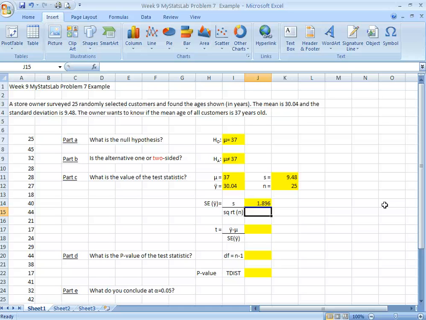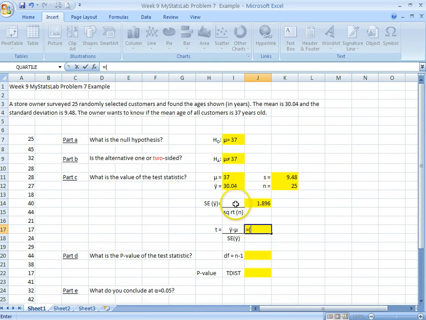1.896. Now this makes it a little bit easier to go ahead and find the formula for our t statistic right here. So now we can simply go equals, and we'll put the top part in parentheses, y bar minus our hypothesized mean there in parentheses, and we're going to divide that by the standard error, which we've already calculated here. Just hit enter, and there you have it.